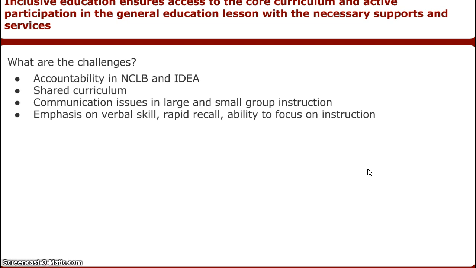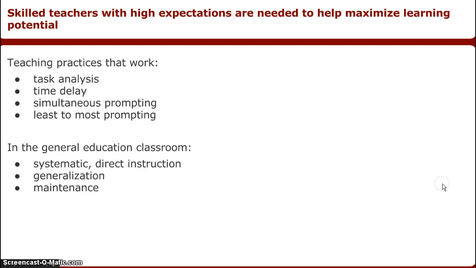Well, one challenge we have is accountability. No Child Left Behind says every child in the state has to be tested. And so kids with severe disabilities have to be tested on the same curriculum as everyone else, but we can use this extended version of it. Communication skills. For a kid who has no verbal skills, how can he communicate in large and small group instruction? Emphasis in the classrooms on verbal skill, rapid recall, and ability to focus. How do we adjust that for kids with significant disabilities?